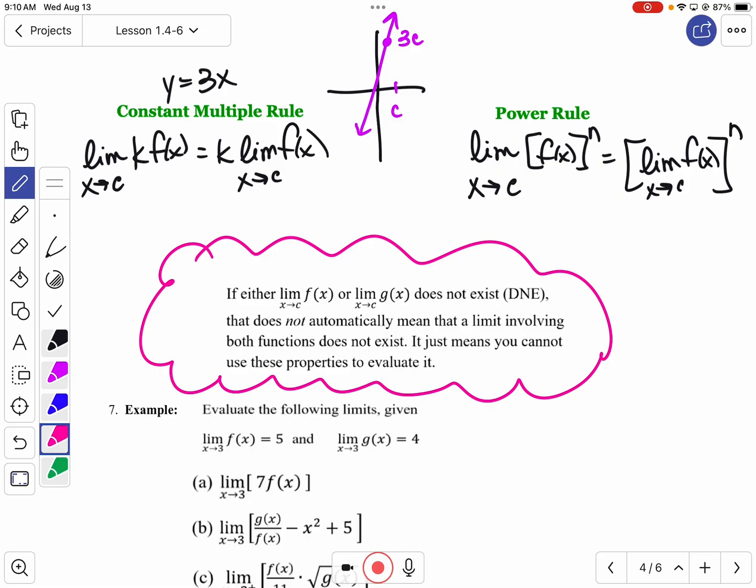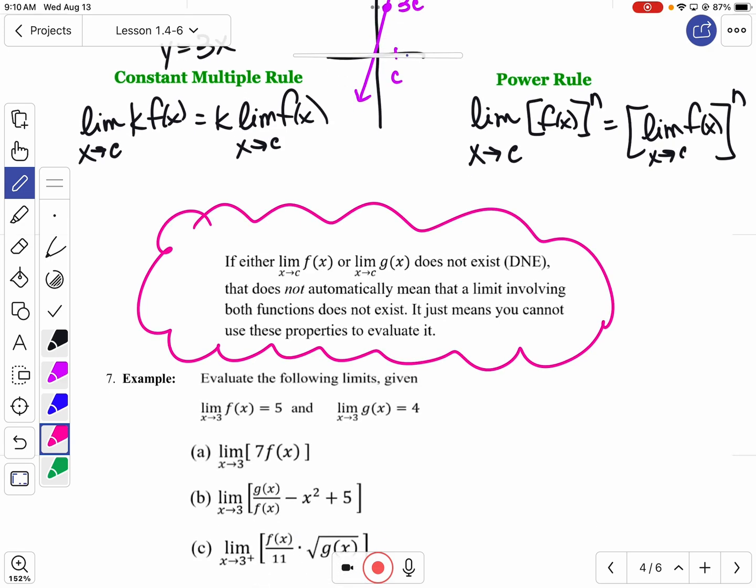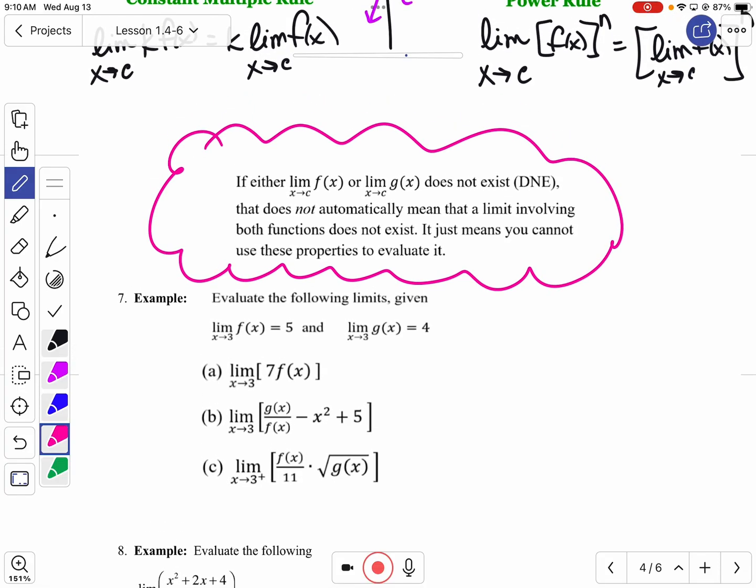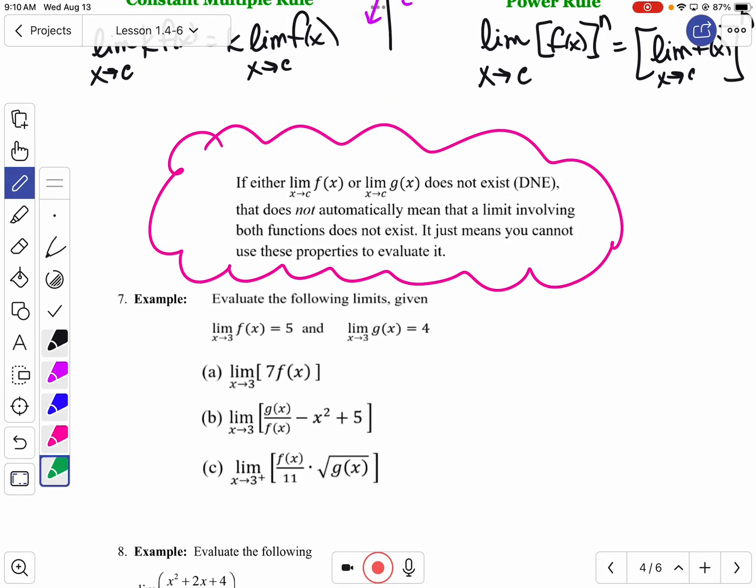Example 7 is a really good one. I'm going to do one of them with you, and then I'll let you try the other ones. So notice they give me some information. They tell me that the limit as x approaches 3 of f of x is 5, and the limit as x approaches 3 of g is 4. Okay, we don't know what f and g are, but we do know values that they're approaching.